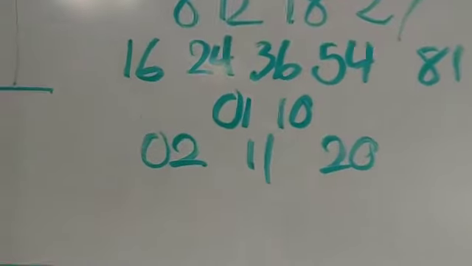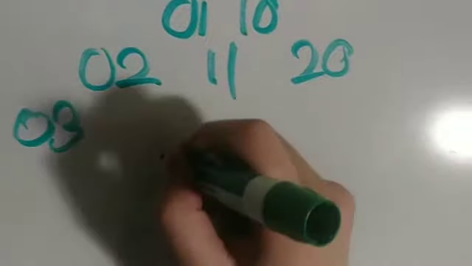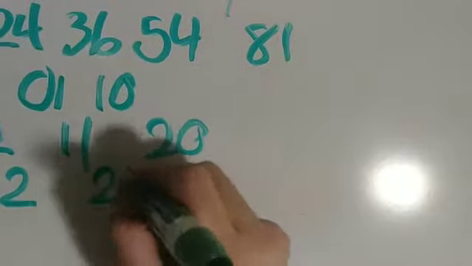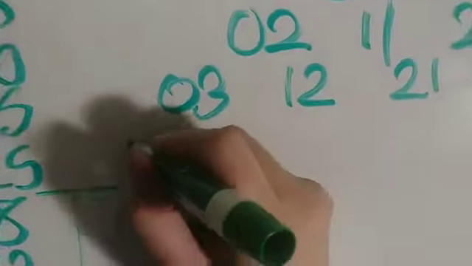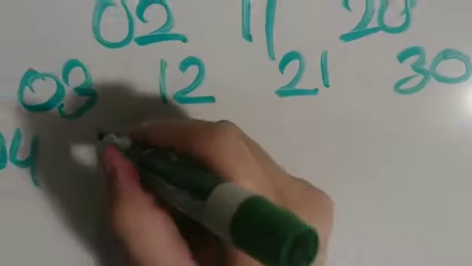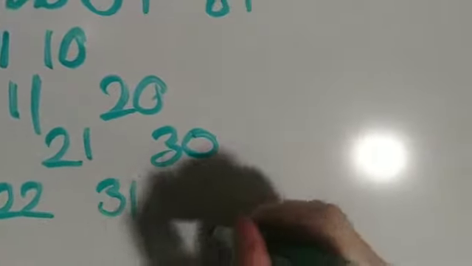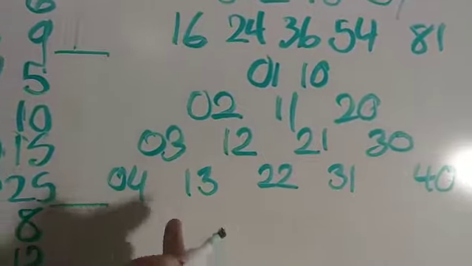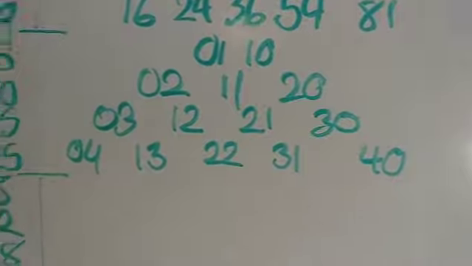Notice the symmetry. And then you have 0, 3, 1, 2, 2, 1, and 3, 0. And then you have 0, 4, 1, 3, 2, 2, 3, 1, and 4, 0. Note the symmetry. We start with all the factors on the right, and we move until all the factors are on the left.